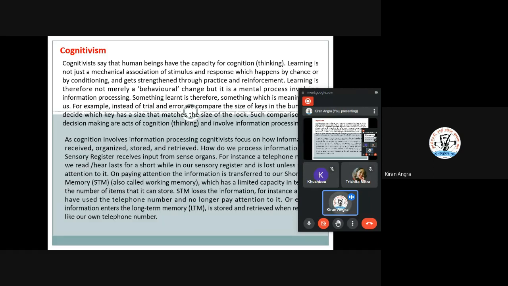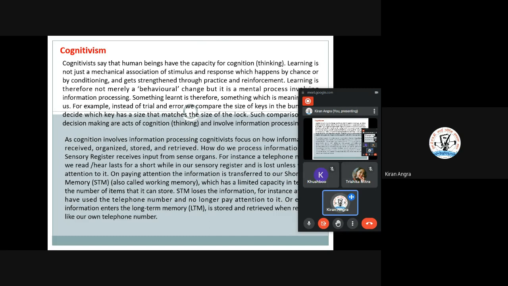Trial and error is an example given with the bunch of keys. The person can think about the size of the key, or decide that the name written on the lock corresponds to the right key. That means he has involved his cognition power. So it is not always that you will keep on trial and error, but you can decide by using your cognition and information processing.